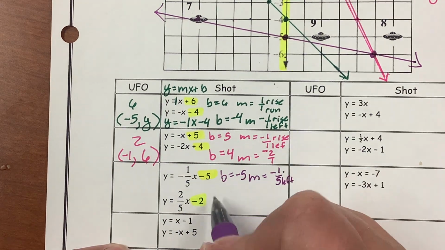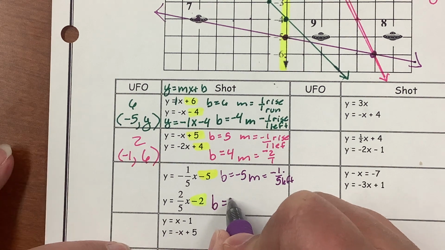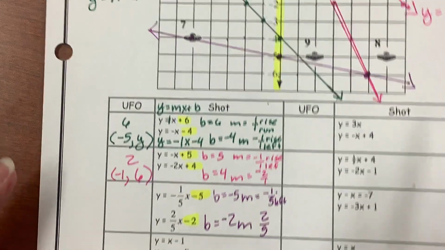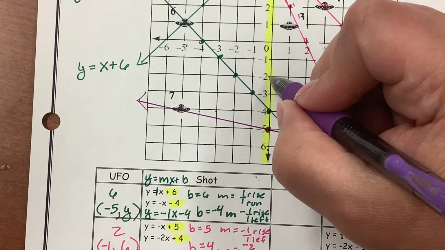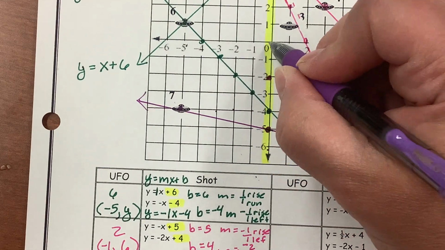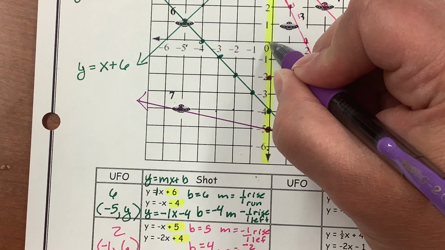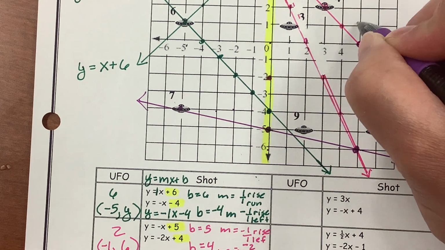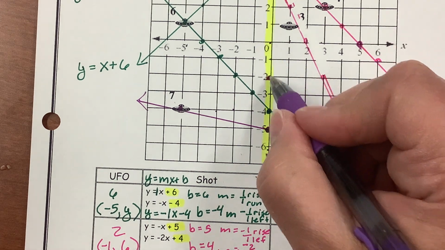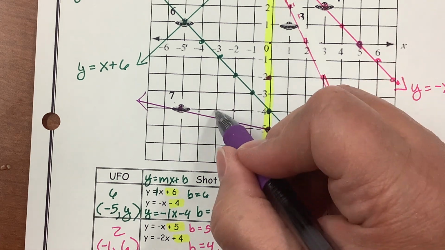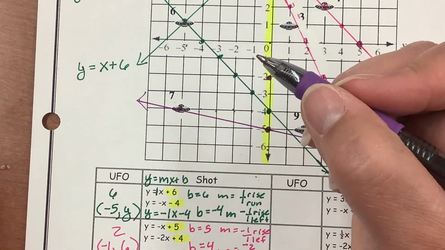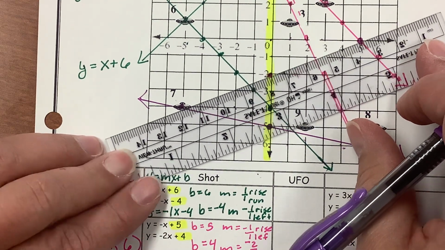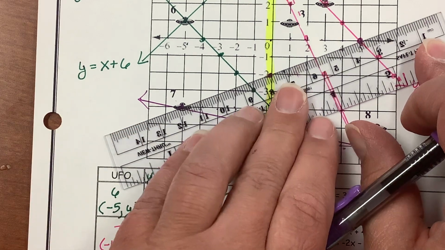Starting at -2, B at -2. And the M is +2 over 5. So starting down here at -2, +2, so run 2, go up 2, and then 5 to the right. Up 2, and you run out of space. Okay, so down 2, 1, 2, 3, 4, 5 to the left. Aha, see, it is spaceship 7. Let's connect those purple dots.